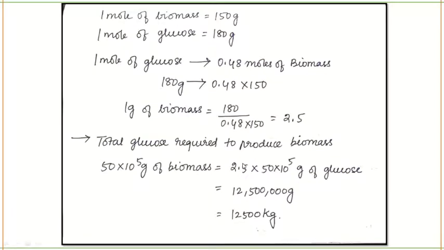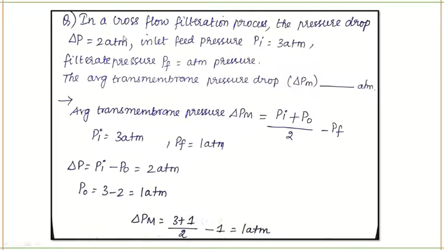Let's move on to the next question. In a cross-flow filtration process, the pressure drop, which is denoted as delta P, is 2 atmosphere. Inlet feed pressure PI is 3 atmosphere.